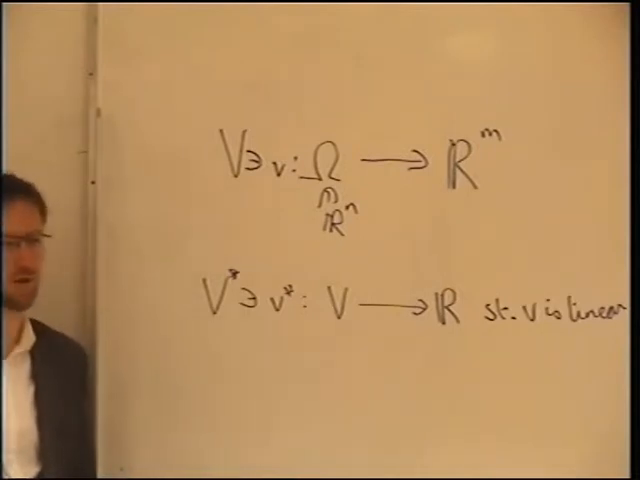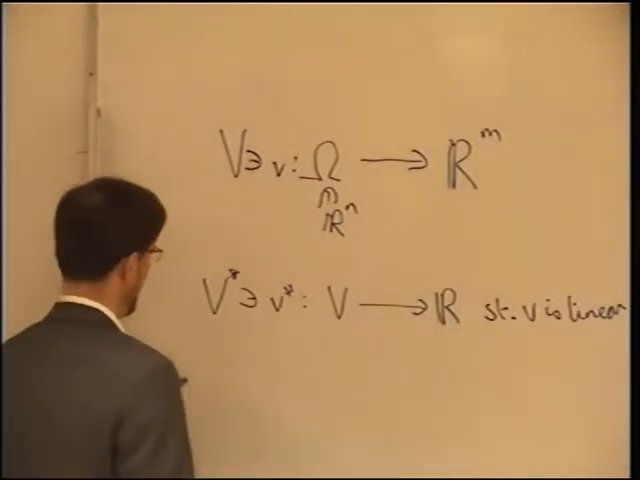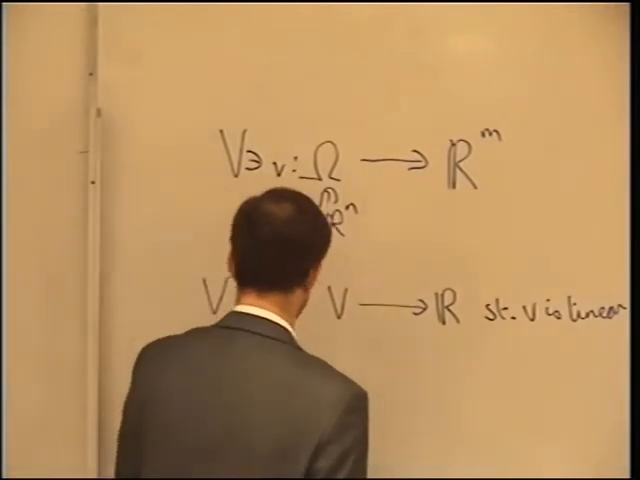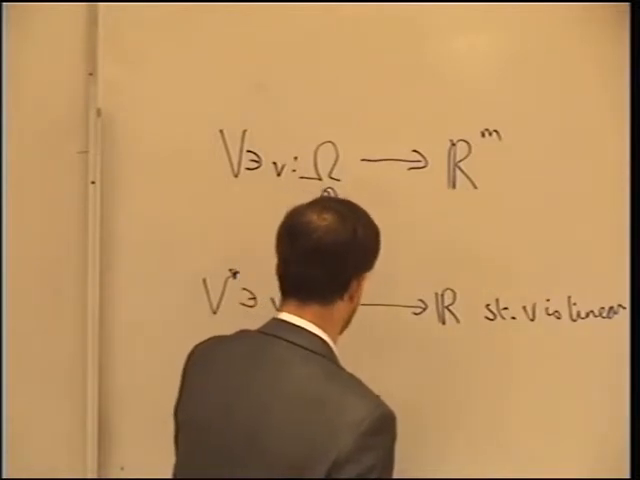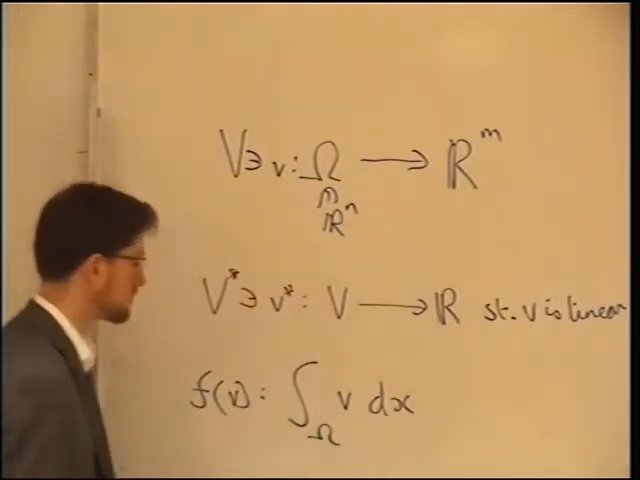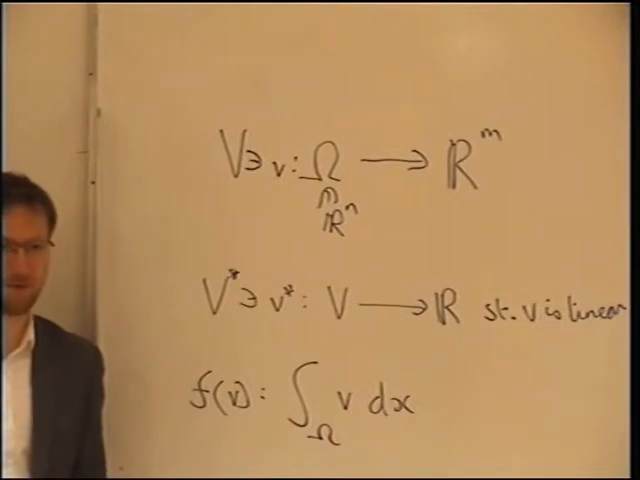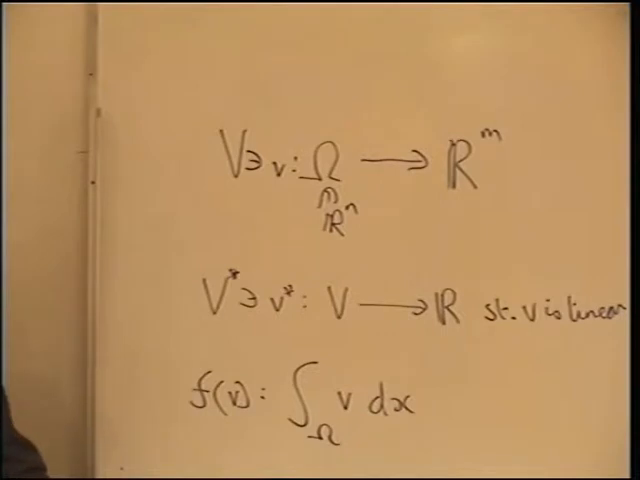So it's useful if we have some examples of things that could be linear functionals. And so possibly the easiest one is that we can integrate the function, right? So if I take f of v is defined to be the integral over the domain of v dx. So clearly, that's a real number, right? If I take a function and I integrate it over the domain, I get a number out. That's what integration does.